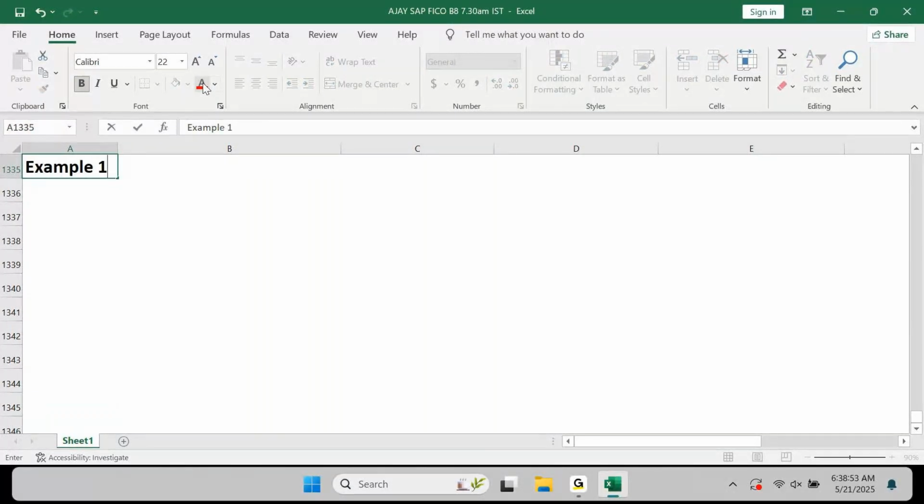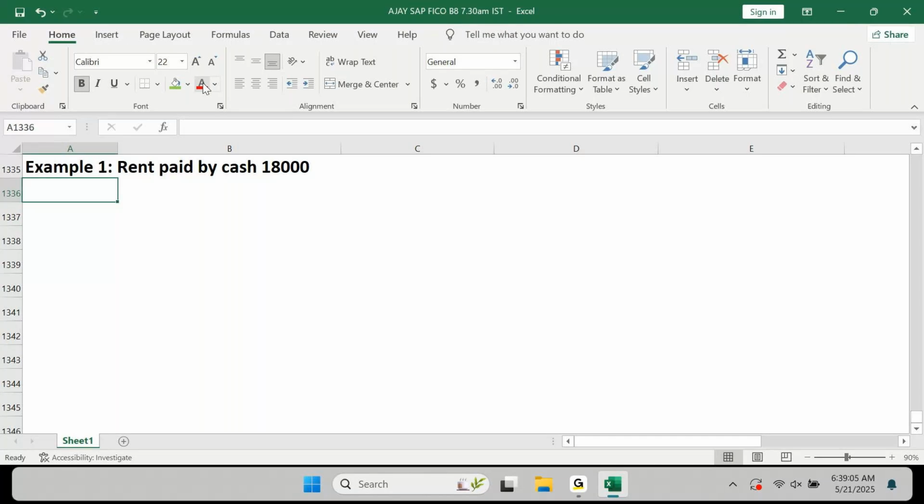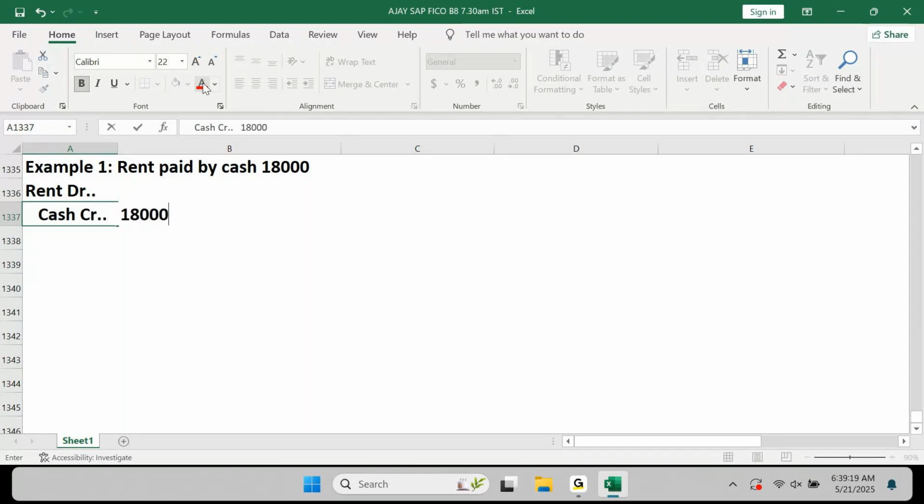Example 1. Rent paid by cash, let's say 18,000. What entry will you write in general? Rent account debit to cash account. Rent debit, cash credit. So ideally you put 18,000 on the debit side and 18,000 on the credit side. Is this entry correct? In general, your manual accounting entry.